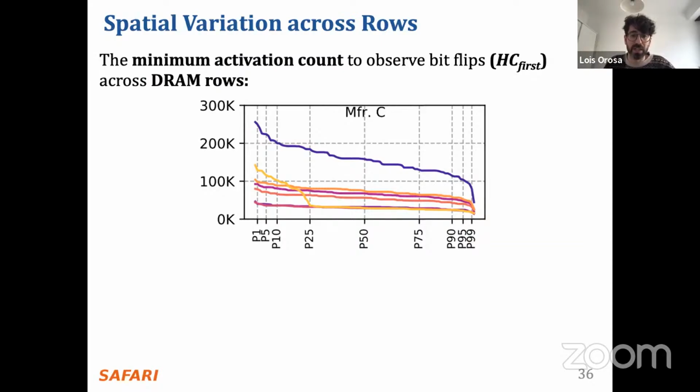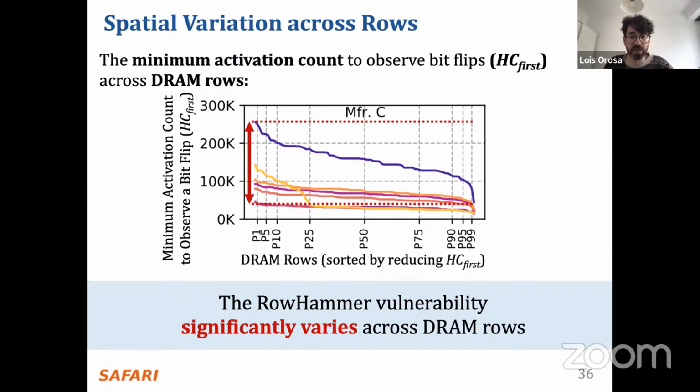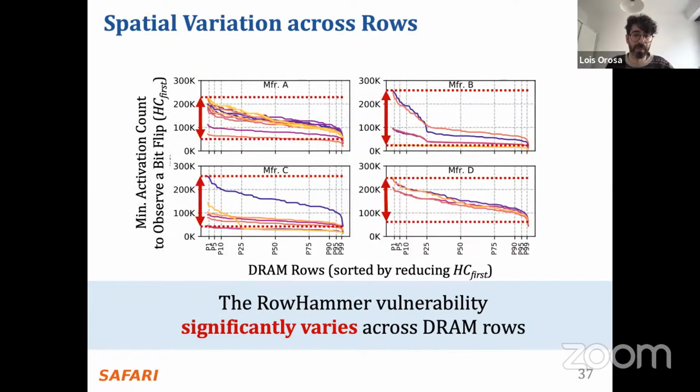To do this analysis, we first investigate how HC first, the minimum activation count to observe a bit flip, varies across different DRAM rows sorted by reducing HC first value on the x-axis. Each curve in this plot represents a different DRAM module. You can observe that HC first values, and thus the RowHammer vulnerability, significantly vary across DRAM rows as we highlight here. This significant variation can be observed on modules from all 4 manufacturers.